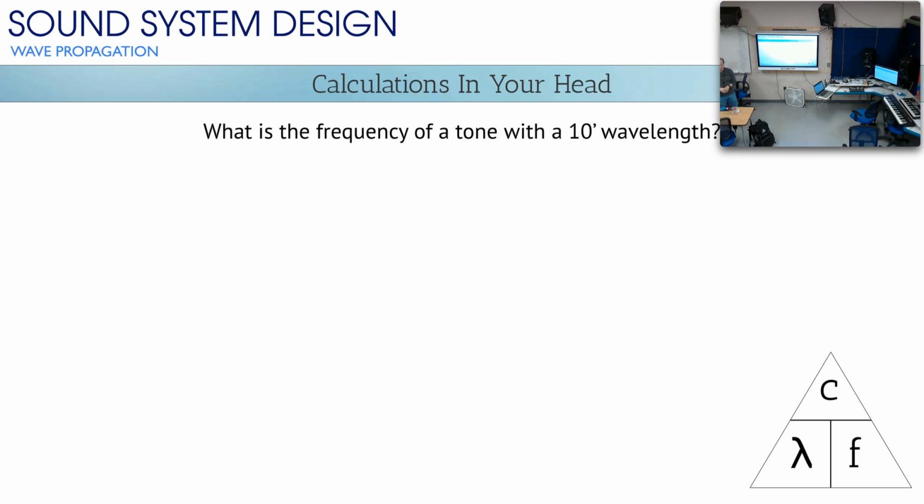What is the frequency of a sound that has a 10-foot wavelength? Okay, so I want to know frequency. To get frequency, I have to take speed of sound divided by wavelength, right? So speed of sound, 1,000 feet per second, divided by 10-foot wavelength. 1,000 divided by 10.